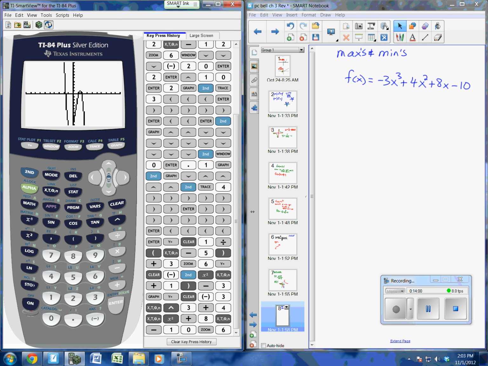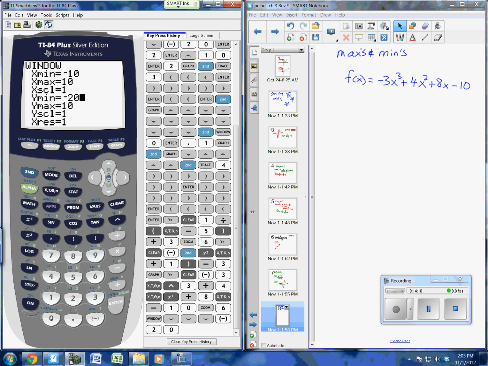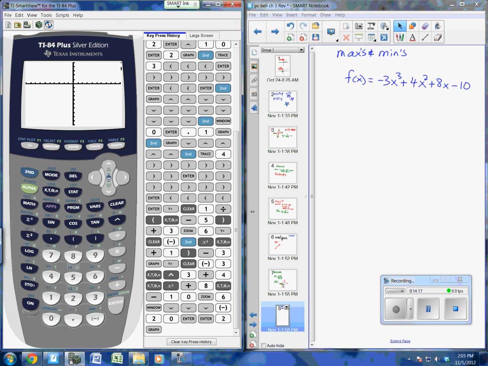Okay? So we're going to have to change our window. How many of you guys changed your window already? Okay. I'm just going to go down to negative 20 on my y min. And I'm also going to change my y scale to 2. And I'm going to graph that. Okay, so now I can see my maximums and my minimums. Have you guys had enough time to do this?